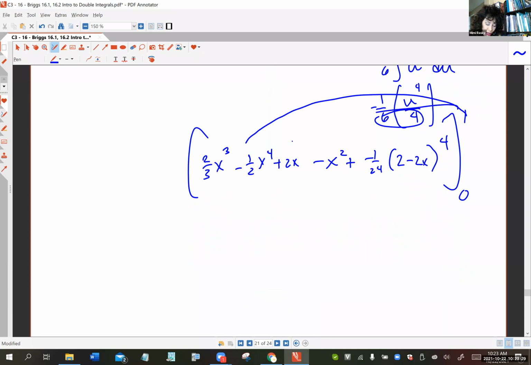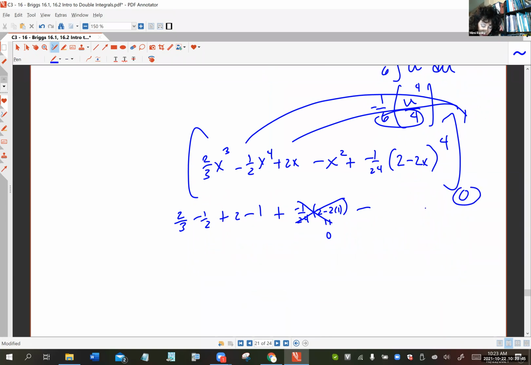So when I plug 1 in everywhere, it looks like I just have 2/3 minus a half plus 2 minus 1 plus. And then this term here, when I plug in a 1, you'll notice it goes to 0, right? Minus, now look what happens when I plug 0 in for everything. Well, sure, I'll get 0 minus 0 plus 0 minus 0 plus, but this last term doesn't go to 0 when you substitute a 0. Be careful.